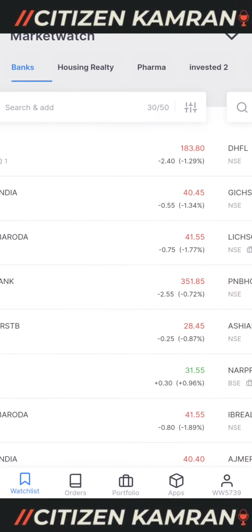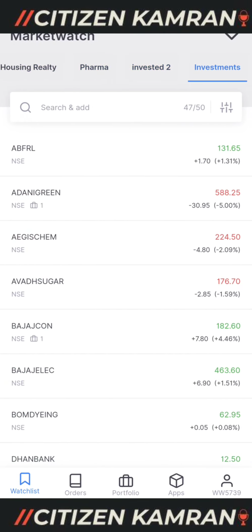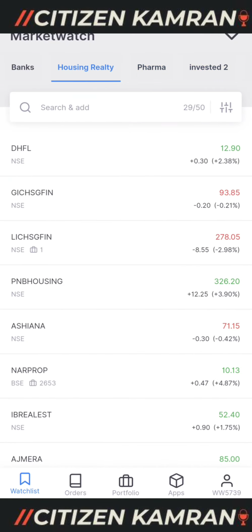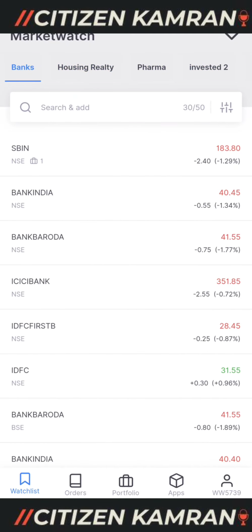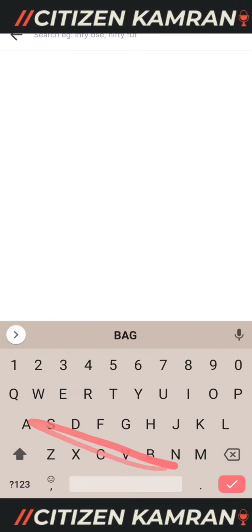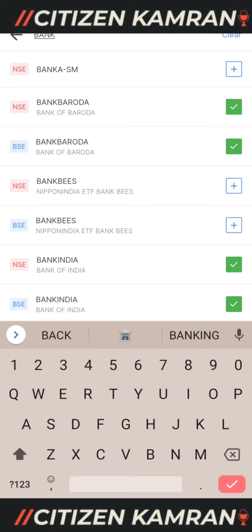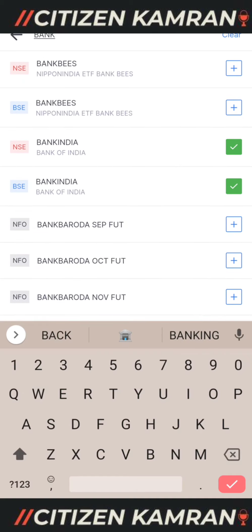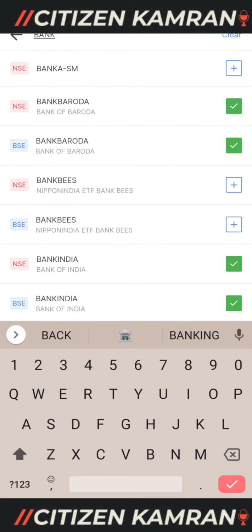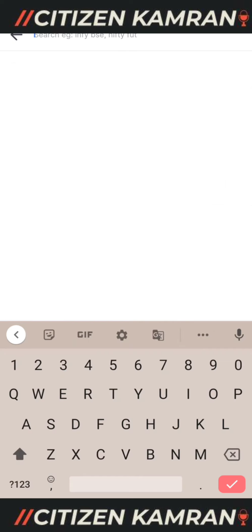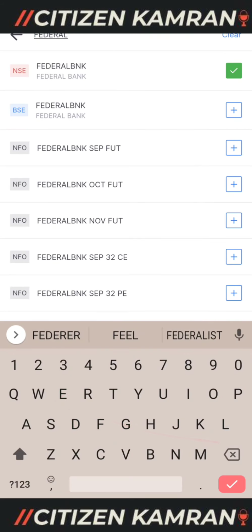These are 5 different lists that you can have to save your shares or whatever you want to follow the price change on. For banks, I write bank, and I see all these banks. Let us say I don't have Indian Bank over here, or Federal Bank is there.